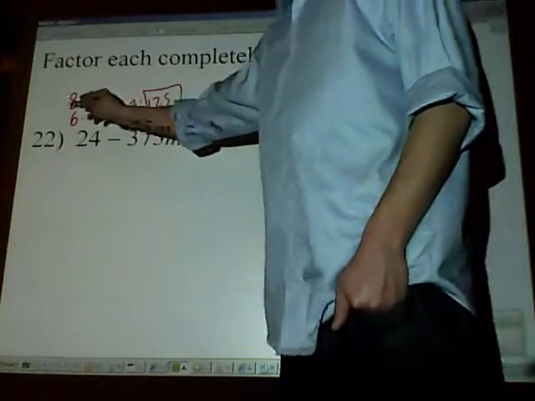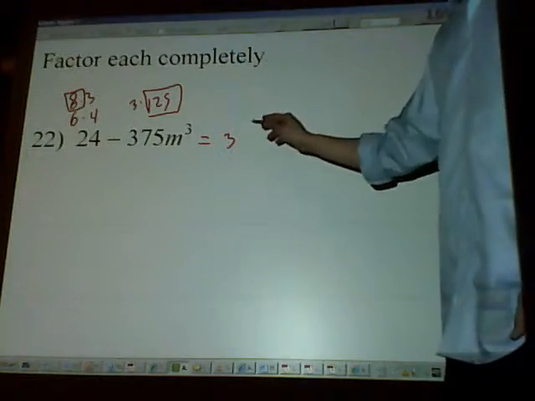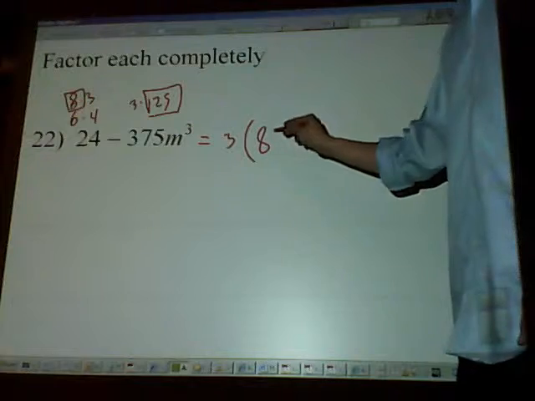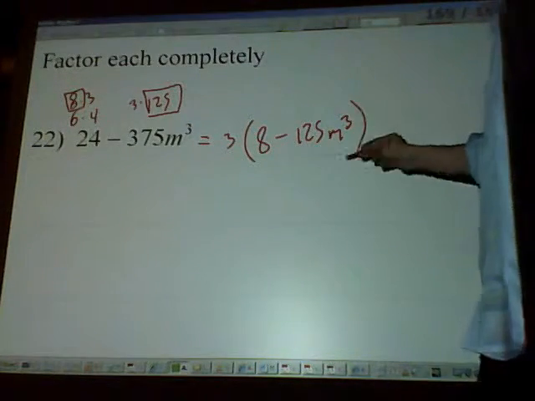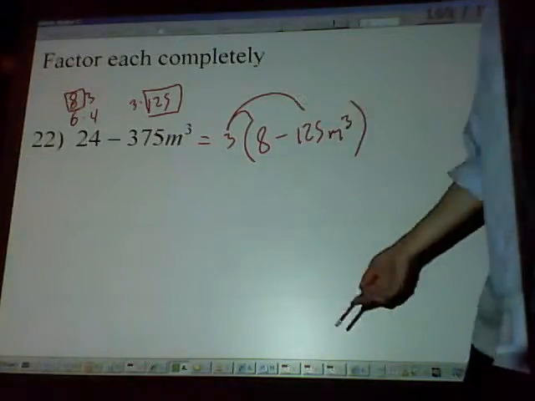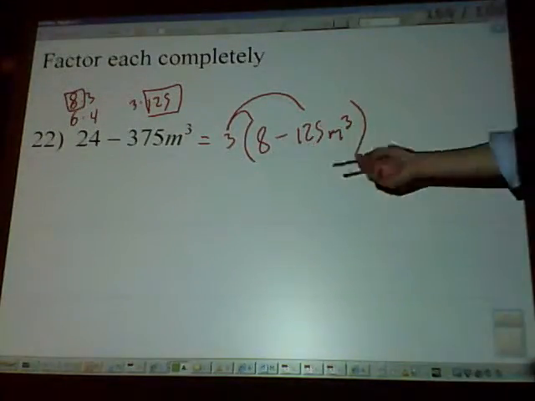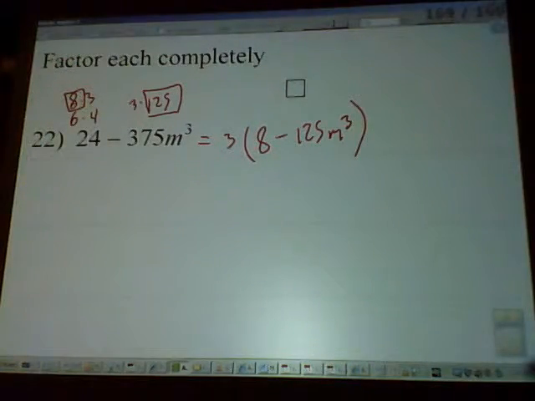because it turns out these other numbers, that has a perfect cube, and that has a perfect cube. So that's going to help us out a lot. So here I have 8 minus 125m cubed. And you see if I multiply times 3, I get 24, and if I did that times 3, I would have this. So this factorization is legit.